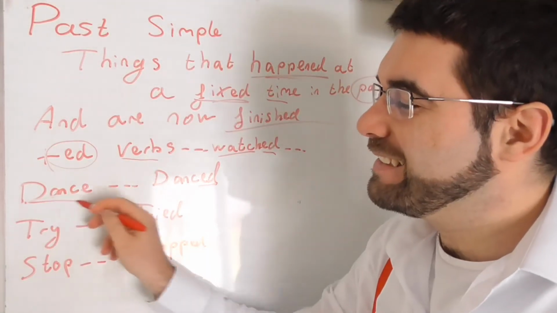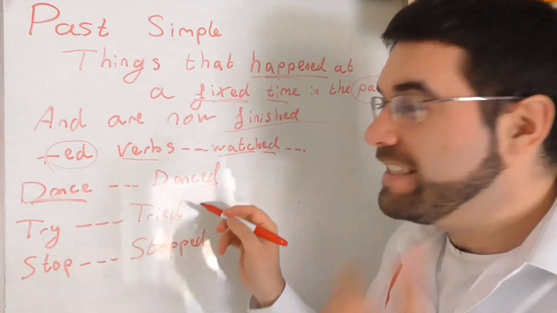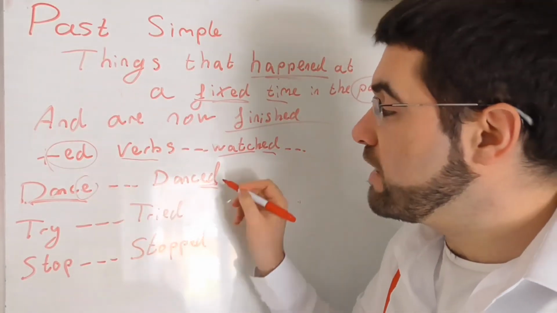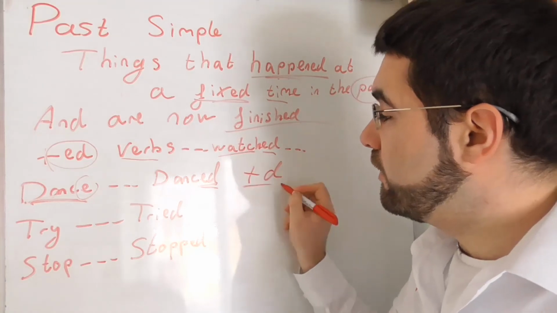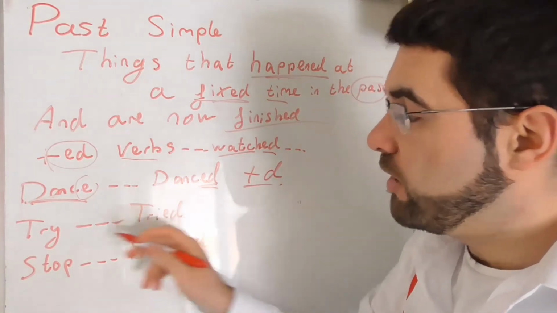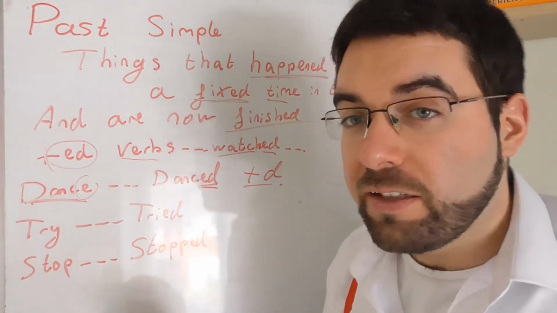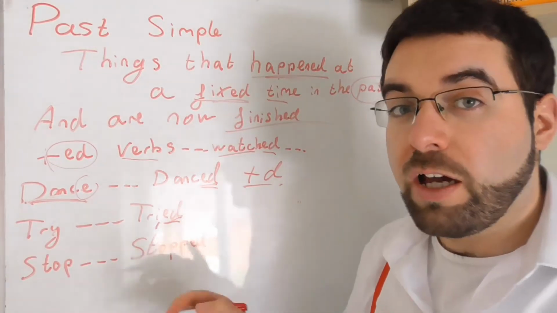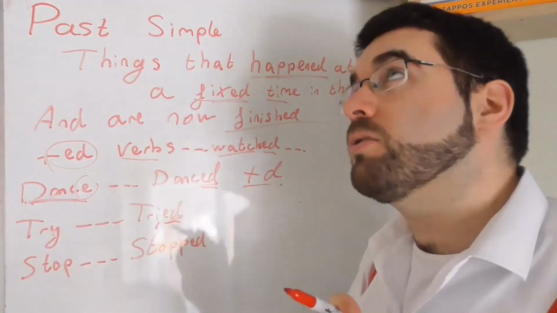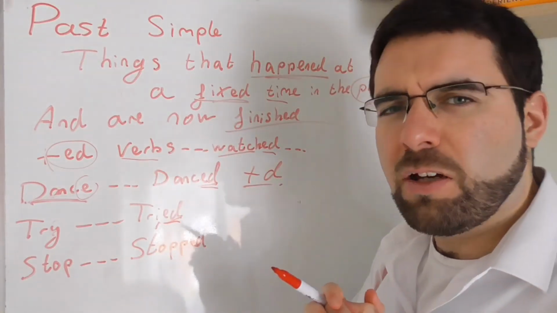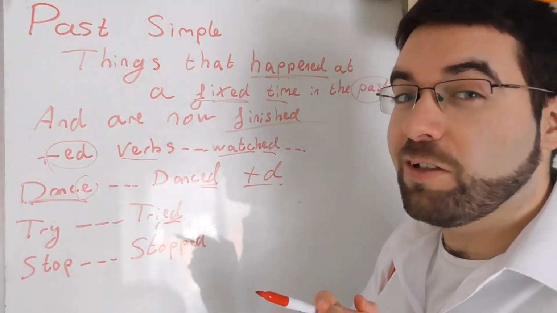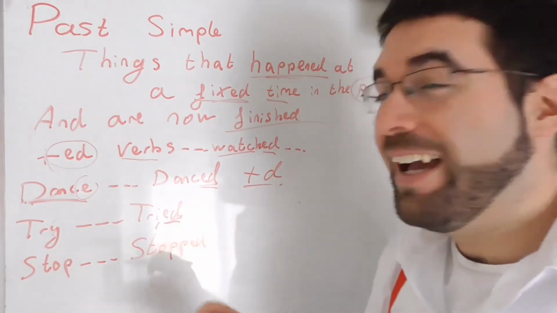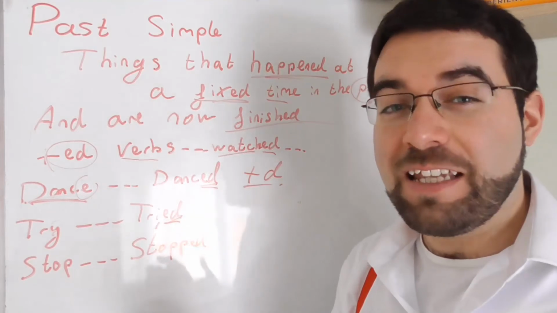So dance turns into danced. We add the D, because we already got the E. Try, with a Y: get rid of the Y and add ied. Try, tried. I tried to learn English. Oh, wait, I already know it. I tried to learn Chinese then. Ooh, okay, I tried to learn Chinese just now. Wow.